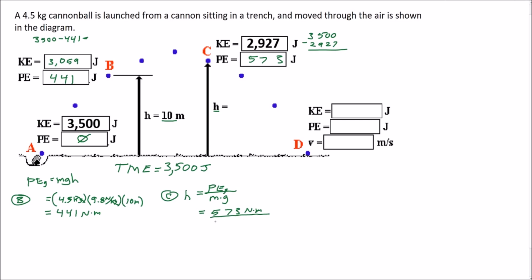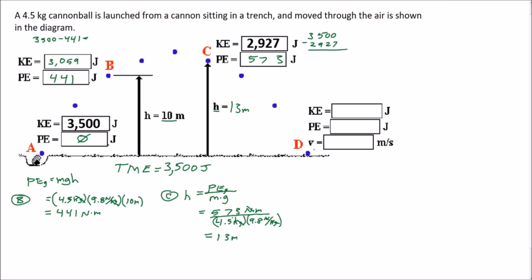Divide that by the mass, which is 4.5 kilograms, and times gravity, which is 9.8 newtons per kilogram. When we solve that, kilograms will cancel out down here, newtons will cancel out with there. And at point C, we're going to find out that this thing went, we'll just round this to 13 meters. Once again, just keep in mind the total mechanical energy and use these equations, rearranging them to solve for our variable.